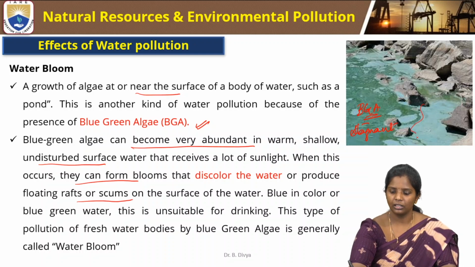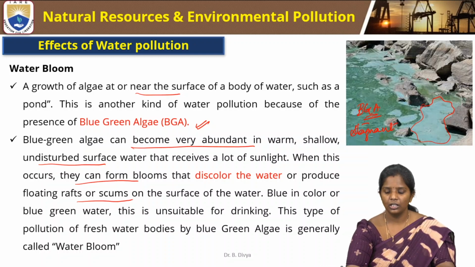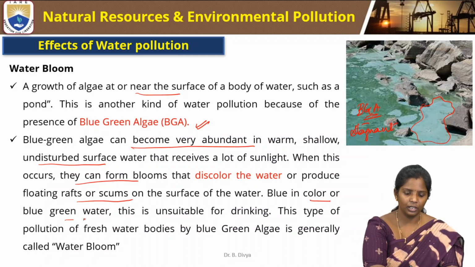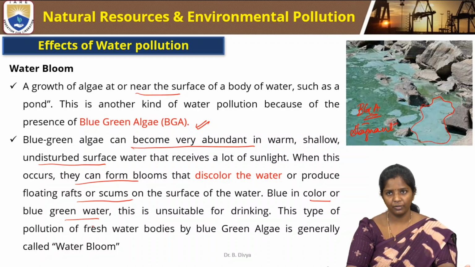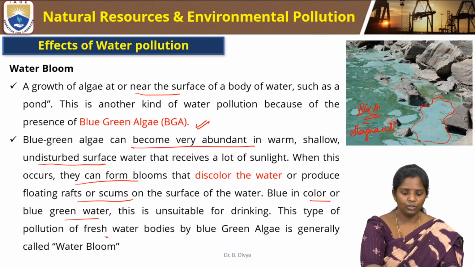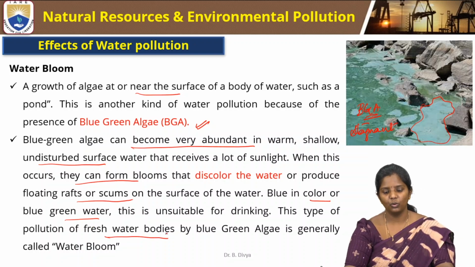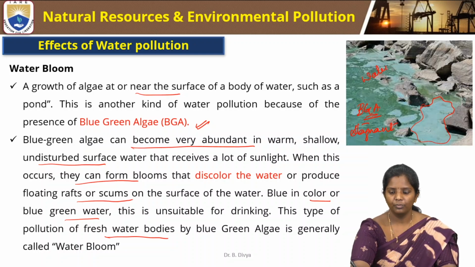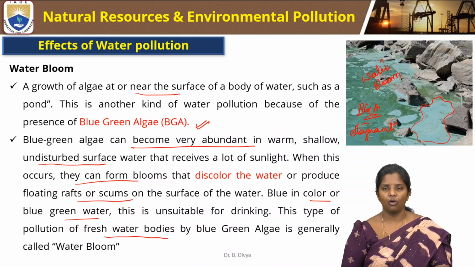If you see, these are the scums. This bluish color is also changing, and these float on the water. Blue or blue-green water is unsuitable for drinking. This type of pollution of fresh water bodies by blue-green algae is called water bloom. This is the water bloom that occurs in stagnant water due to the growth of algae.